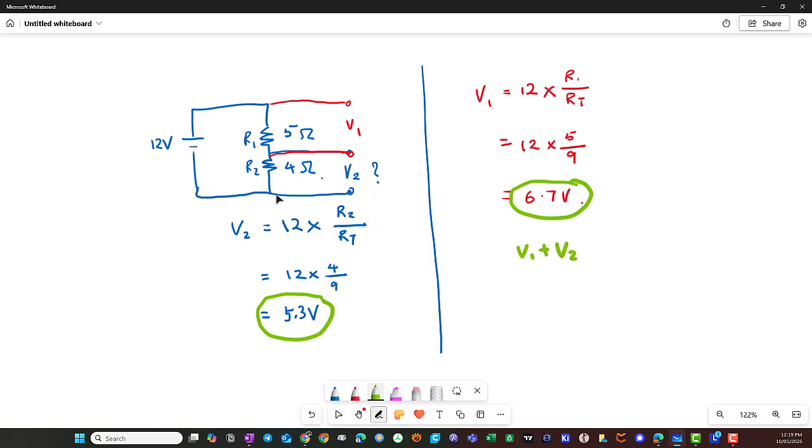Now you can see that if we add V1 and V2 together, V1 plus V2, that should give us 12 volts, which is the 12 volts here. So what we have here is that the voltage is divided proportionally to the resistance.